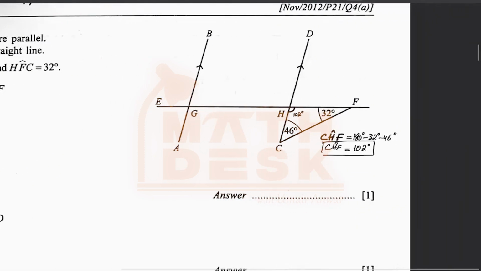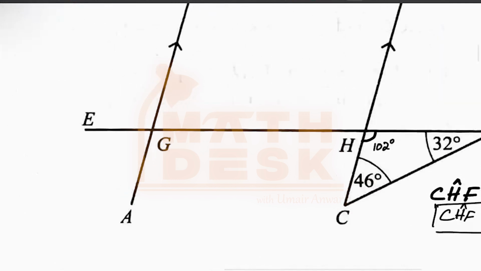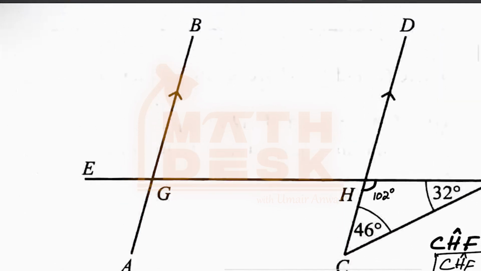So basically it is this angle over here. And as we can see that these two angles are vertically opposite angles. So this would also be equal to 102 degrees.